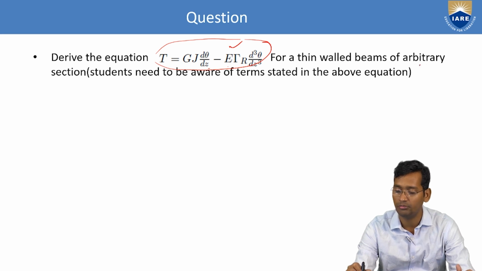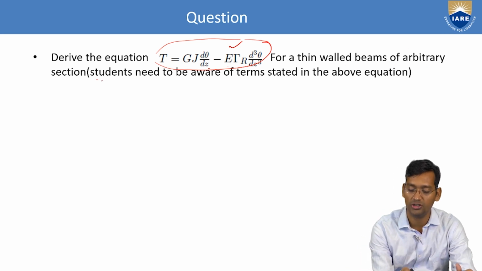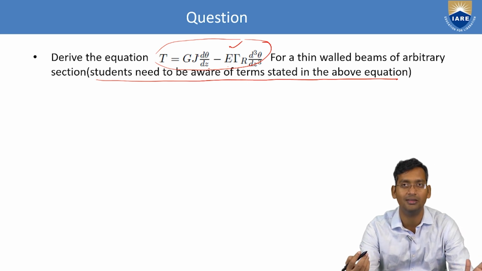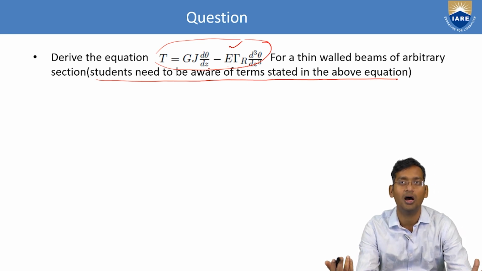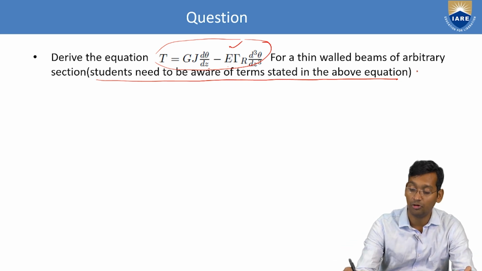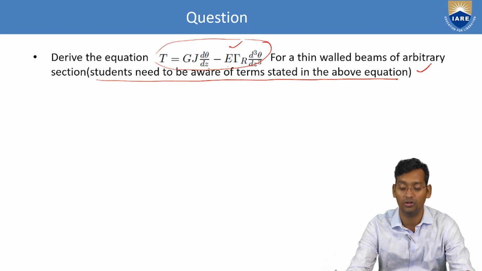So for a thin wall beam of arbitrary section, the student needs to be aware of the terms stated in the equation. Means what is G, what is J, what is d theta by dz, E, tau, r. These things you should know. That's why that is mentioned. Okay. So this question I have taken from the question bank. Even there you will see this question is there. That's why I mentioned it here.